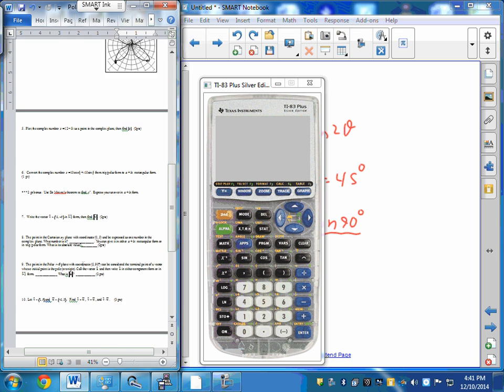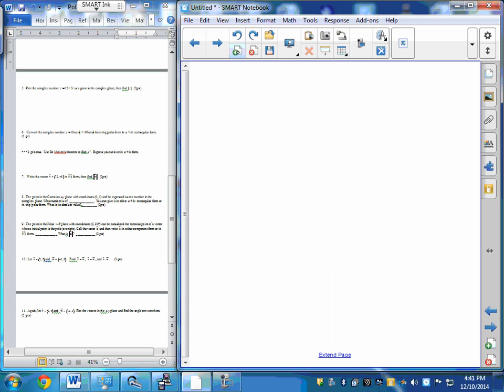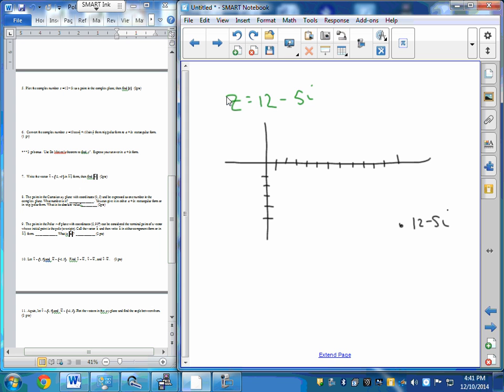Now the rest of this test dealt with complex numbers and graphing and such. I don't think we need our calculator anymore. Okay, so question 5, it says Z is 12 minus 5I. The task was to sketch that. So 12, 1, 2, 3, 4, 5, 6, 7, 8, 9, 10, 11, 12, and 1, 2, 3, 4, 5. So here we are. This is 12 minus 5I, done.